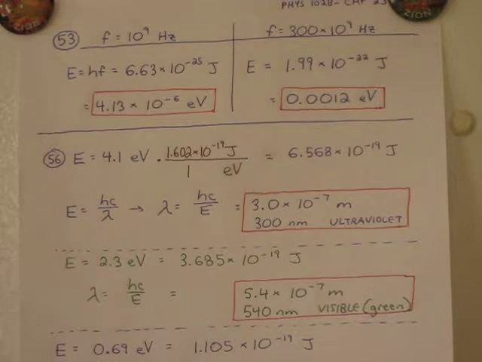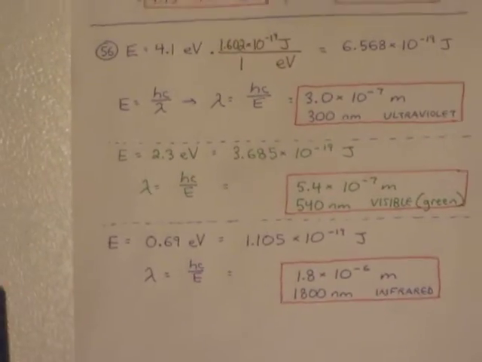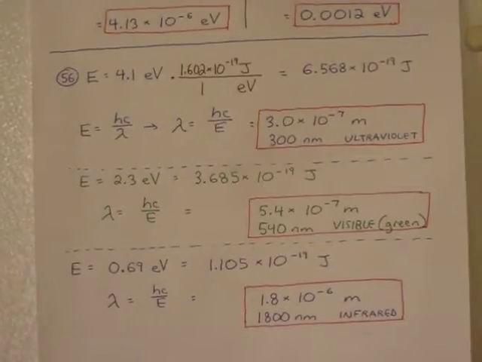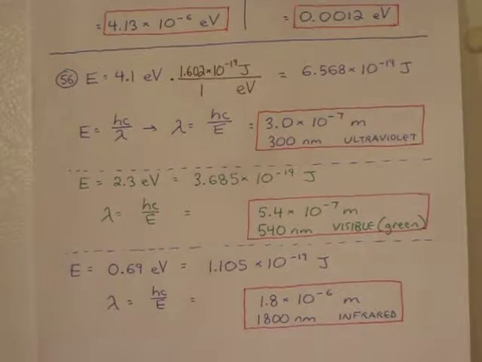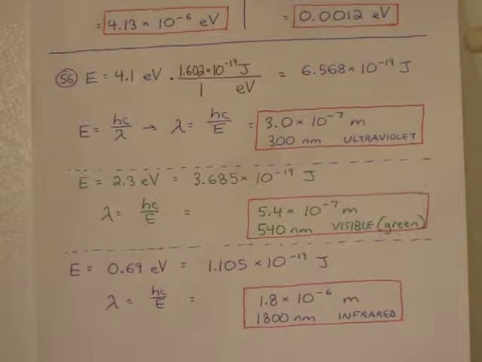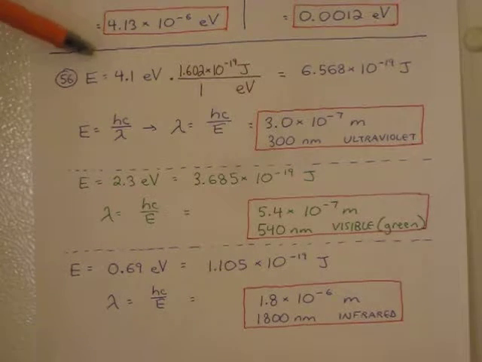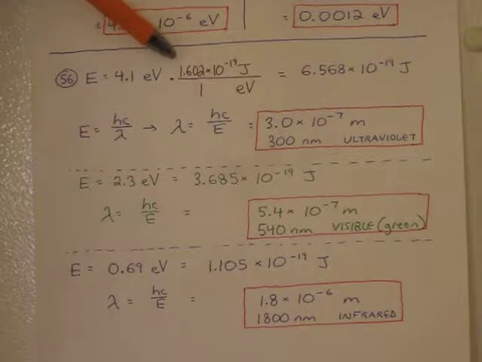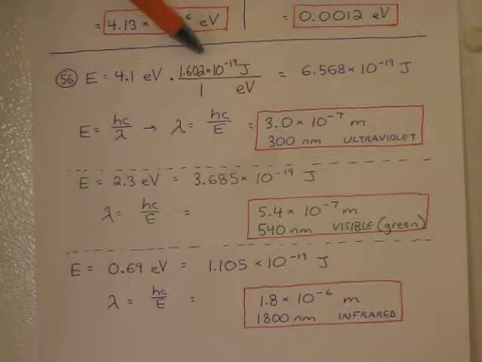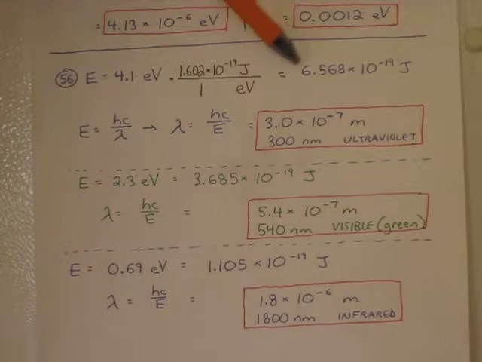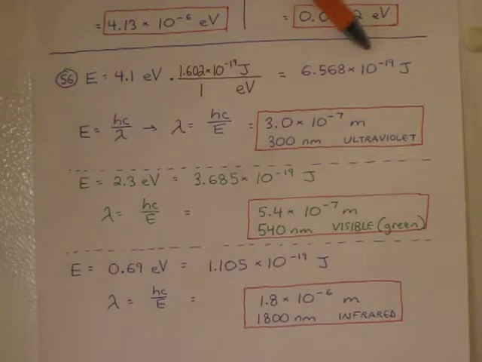For number 56, we have a three-parter here. Find the wavelength of a 4.1 electron volt photon, also for 2.3 electron volts and 0.69 electron volts. We're going to want to convert this to joules. So 4.1 electron volts times 1.602 times 10 to the negative 19 joules, and we get 6.568 times 10 to the negative 19 joules.